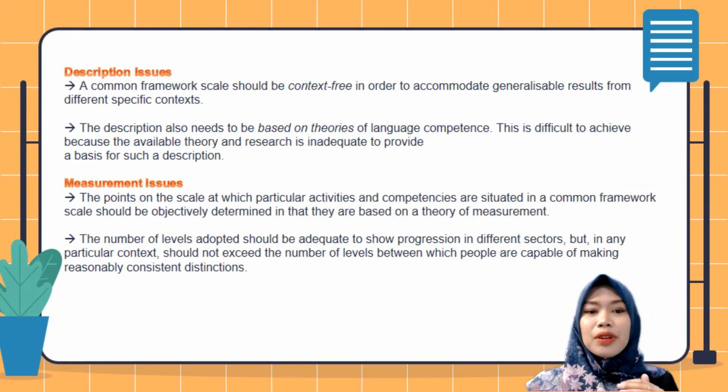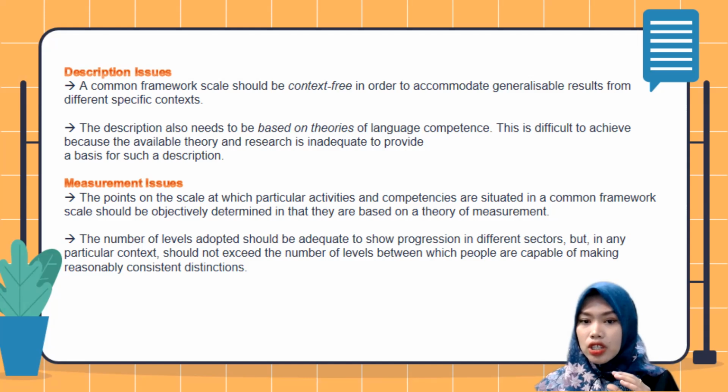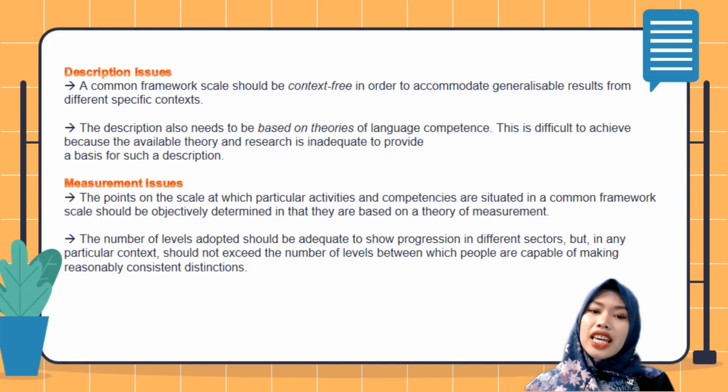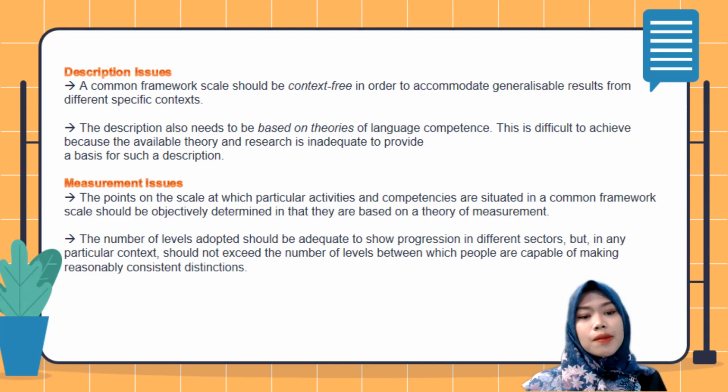A common framework scale should be context-free in order to accommodate generalizable results from different specific contexts. And then the description also needs to be based on theories of language competence. This is difficult to achieve because the available theory and research is inadequate to provide a basis for such a description. And then the second is measurement issues.